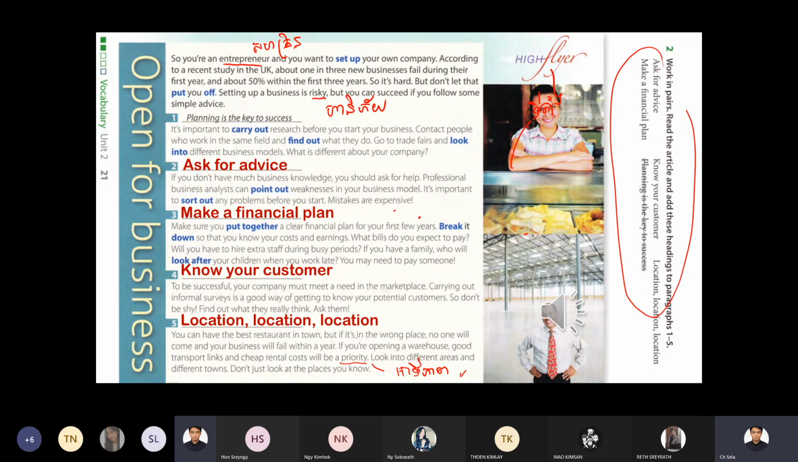Okay, alright. If you don't have any difficult words, then we can move to the next slide. But before we move to the next slide, I want you to pay attention to the blue words here, highlighted. Srirod, can you read all the words? Only the blue ones. Yes, teacher. Set up, put off, carry out, find out, look into, point out, sort out, break down, look after.